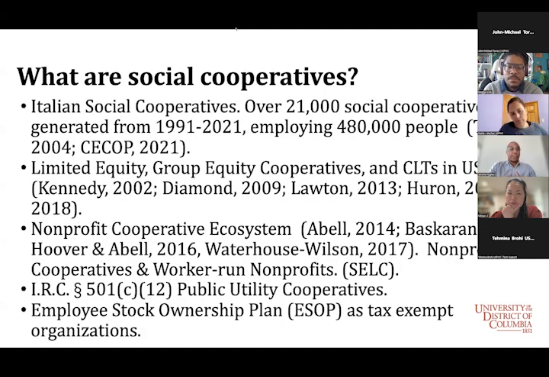And, of course, as Minsun noted, in the Italian context, there are over 21,000 social cooperatives, starting from 1991 until today, employing over 480,000 people. In the US, we already have this very robust community around housing cooperatives, limited equity housing cooperatives, group equity housing cooperatives, and community land trusts. And many of those in the group equity and community land trust community are nonprofits. As Minsun noted, there's a really robust nonprofit community that supports the cooperative ecosystem. And importantly, I also want to identify that ESOPs are tax exempt organizations. A lot of people don't think of them, but they actually fall under the same section of the code that 501c3 would fall under. And so I'll highlight that more later.